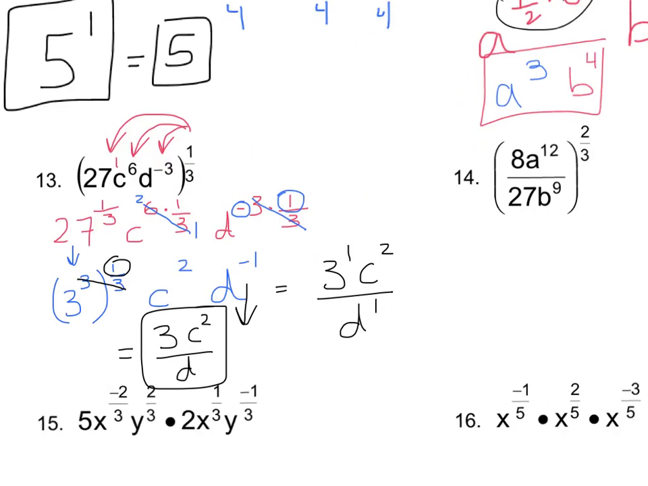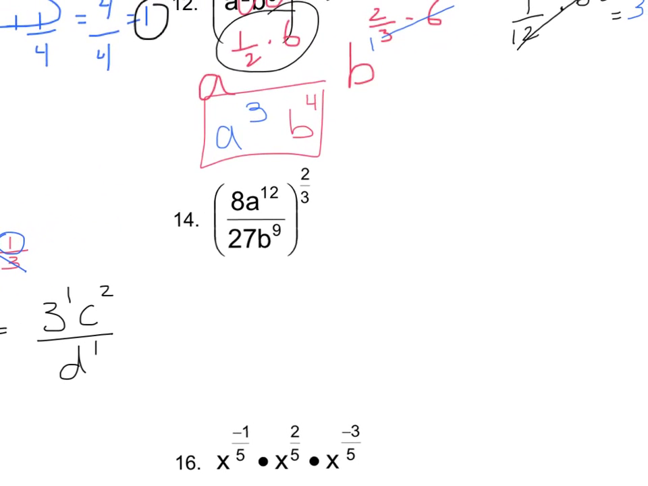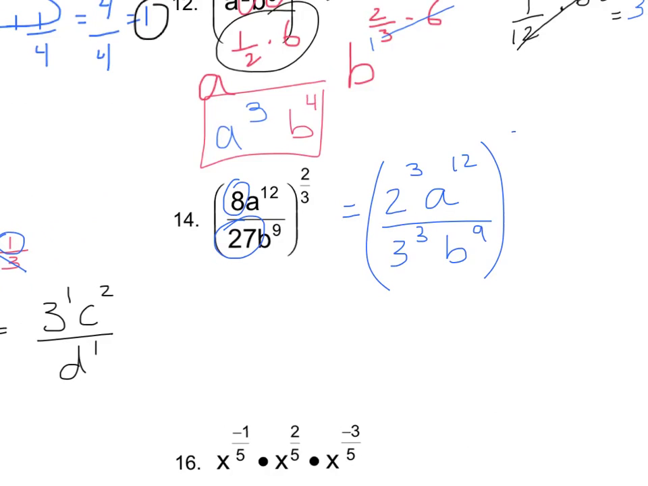Now I know it can get complicated, but if you take it one step at a time, it will be much easier. Now let's do 14. 8 is 2 to the power 3. And I'm going to copy everything else. And 27 is going to be 3 to the power 3 and b to the power 9. And then all of it is to the power 2/3.